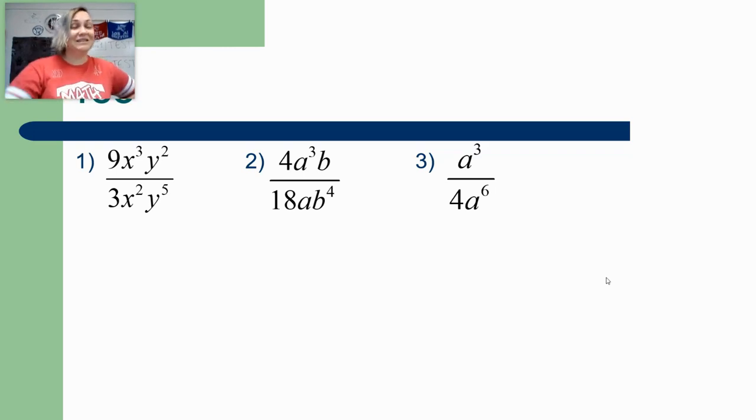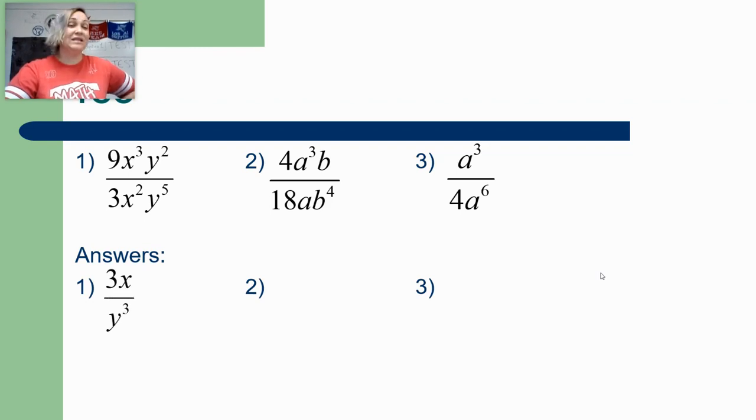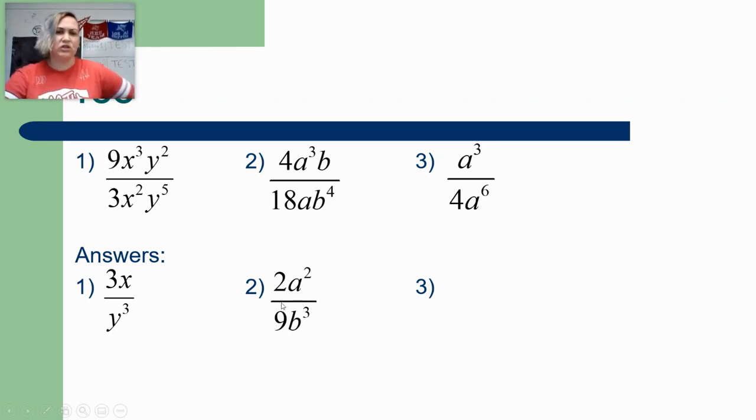All right, let's see how you did. So for number one, I got 3x over y to the third. For number two, 4 and 18 do not simplify completely, and that's okay. So we can still end up with a number on top and on the bottom of the fraction, as long as they can't simplify anymore. So 2 over 9 does not simplify anymore. And then on top, I got an a squared, and on the bottom, I got a b to the third.